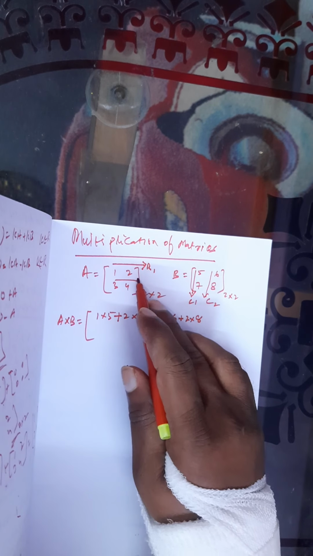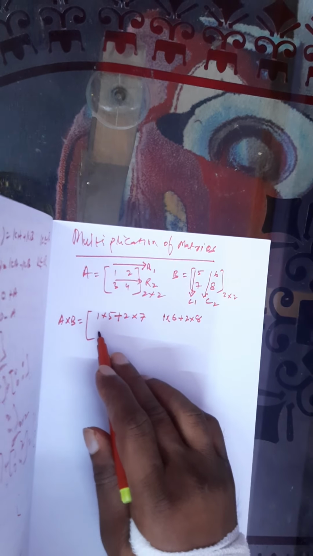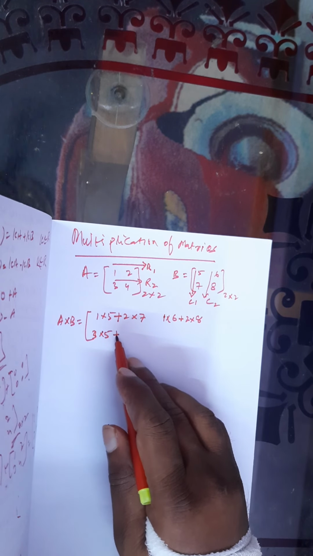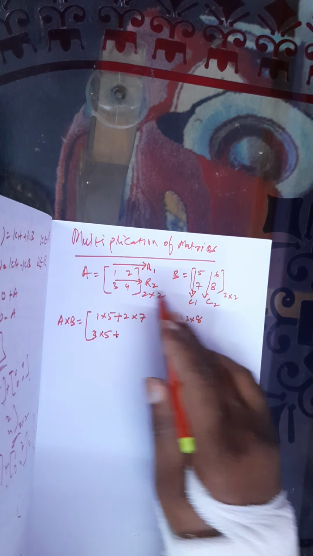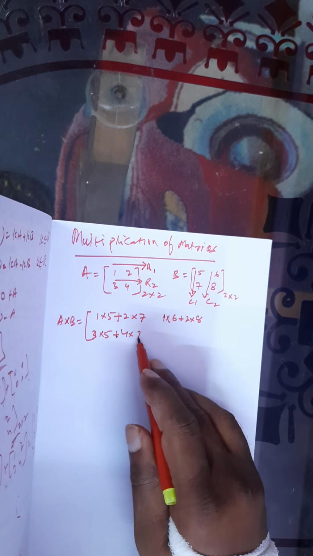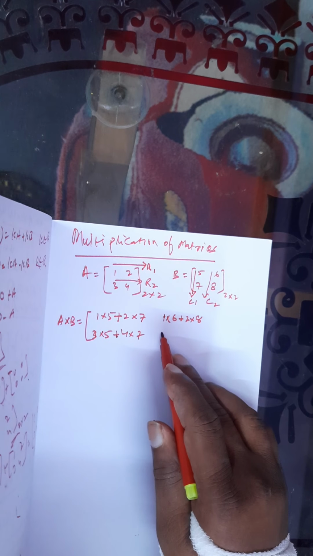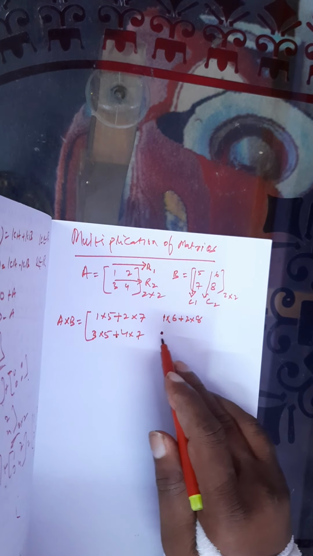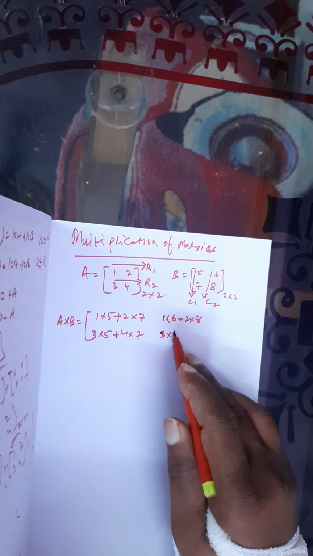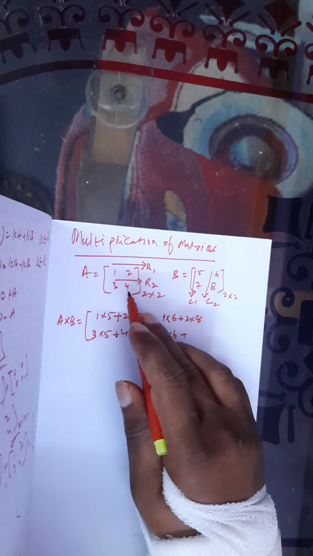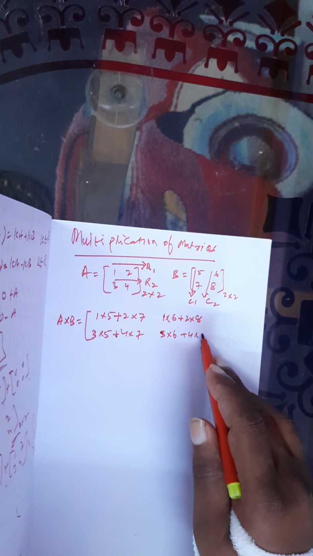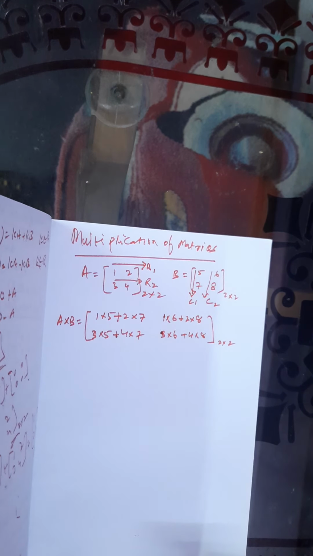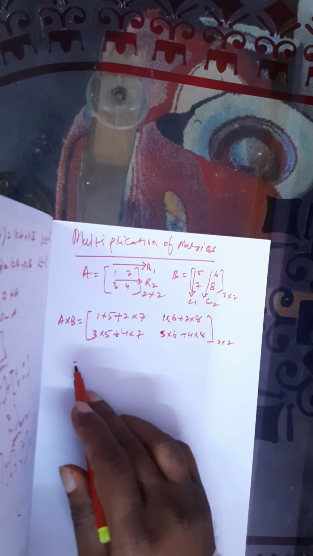So, this element is formed. Now we are taking the second row. Second row, we have to write 3 into 5 plus 4 into 7. Again, the second number of the second row is 3 into 6 plus 4 into 8. This is also a 2 by 2 matrix. Very important. Now simplify it.